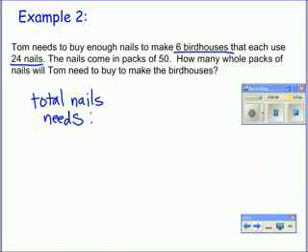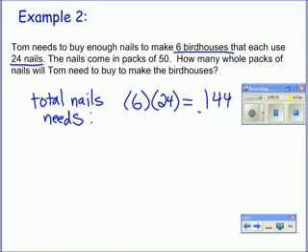So let's figure out how many nails Tom needs to make his birdhouses. Total nails needed. If he is making 6 birdhouses, I'm going to put the 6 here. Each birdhouse uses 24 nails, so we are going to simply multiply 24 times 6 to find the total amount of nails that Tom needs. 6 times 24 is 144.